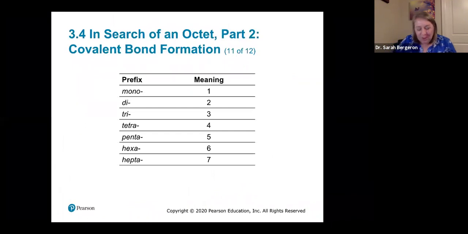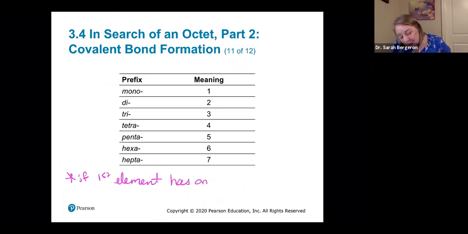So here's your, oh, I did have a table. So you have mono is one, di is two, tri is three, tetra is four, penta is five, hexa is six, and hepta is seven. The only exception is if it is the first element, and it has only one atom, you don't put mono.